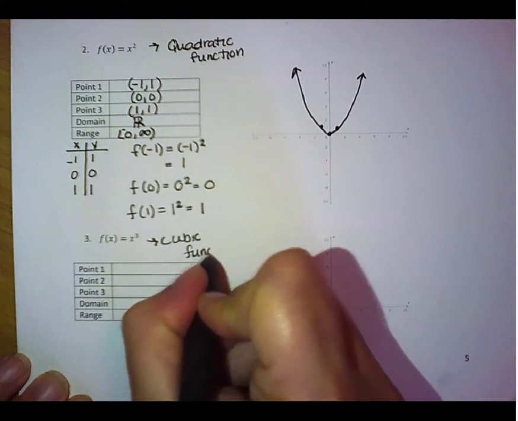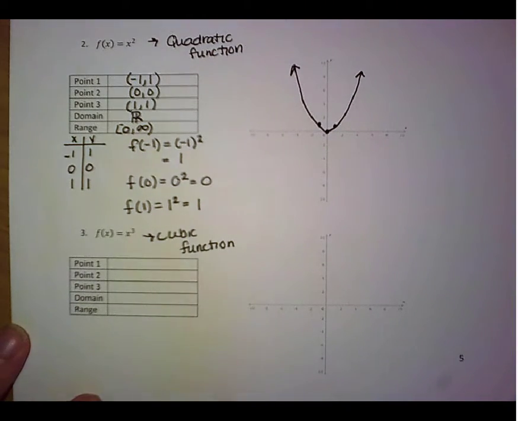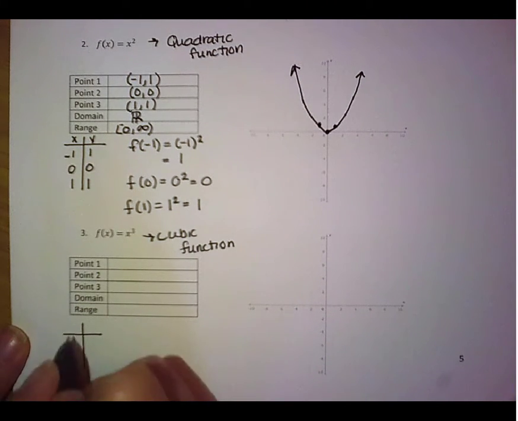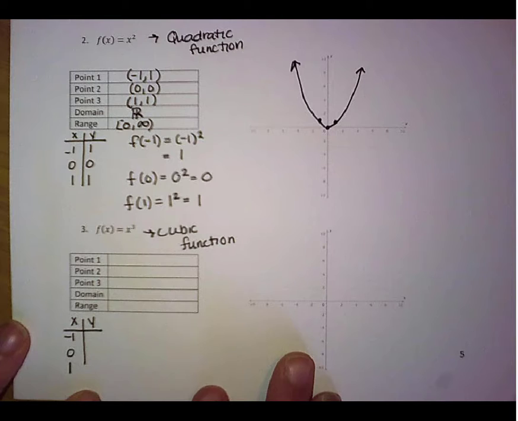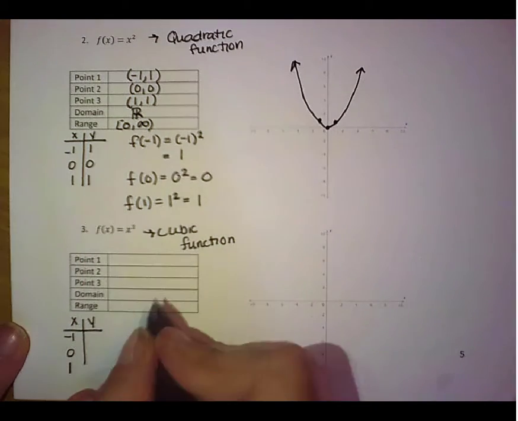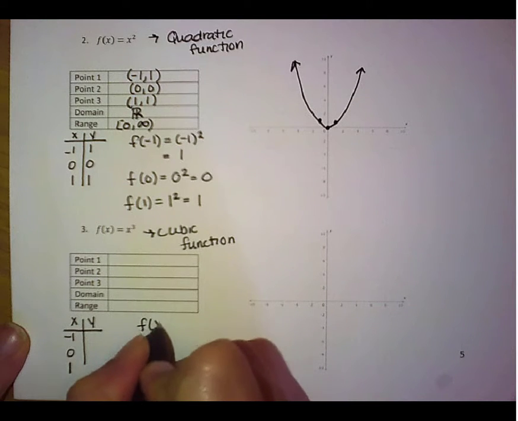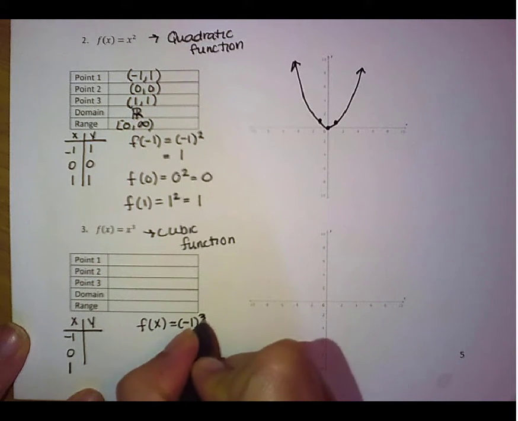Okay, so this is our function that is raised to the third power. So again, I'm going to do our chart here, x and y. So we have -1, 0, and 1 again. We're going to plug those into our f of x equals x cubed and see what happens. So f of x equals -1 to the third power.